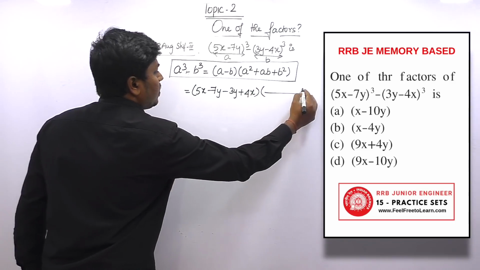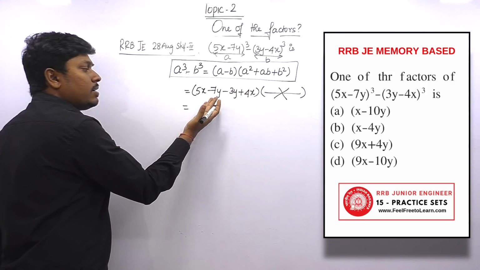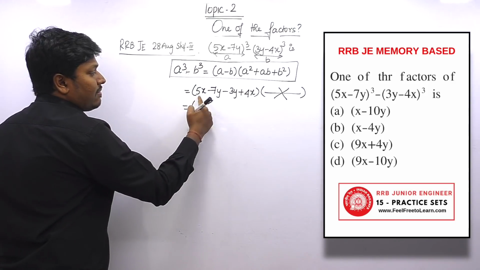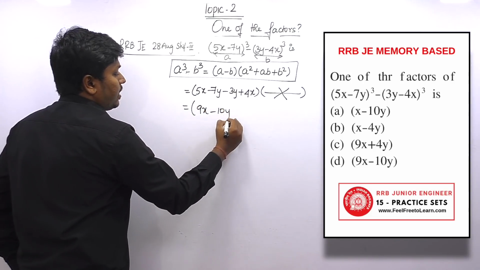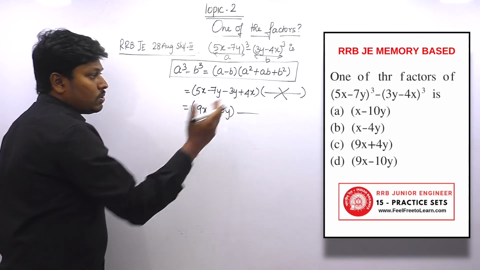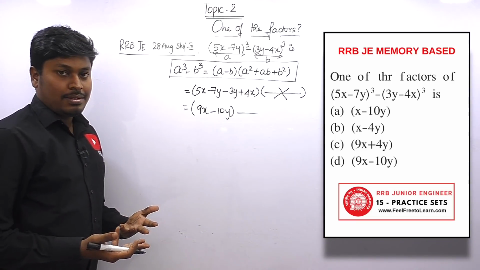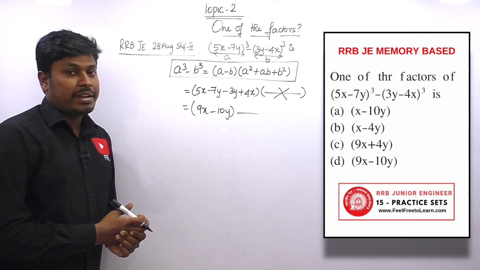You don't want to write all that. It is unnecessary, because if you get one factor here itself, you don't want to waste your time in the exams, right? So 5x and 4x will be 9x. 7y minus 3y will be minus 10y. So this will be one of the factors. Look at the options. You have option D, 9x minus 10y. That's it. So finally the answer for question number 3 will be option D, 9x minus 10y.